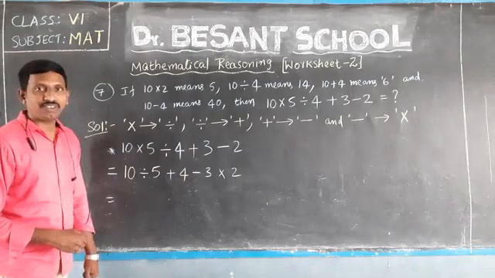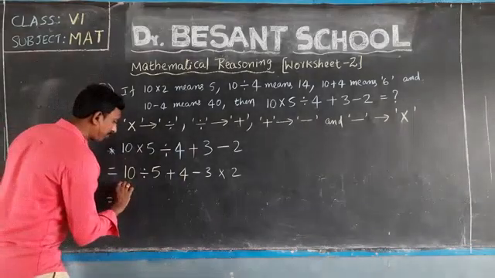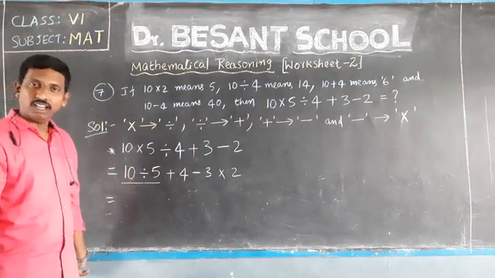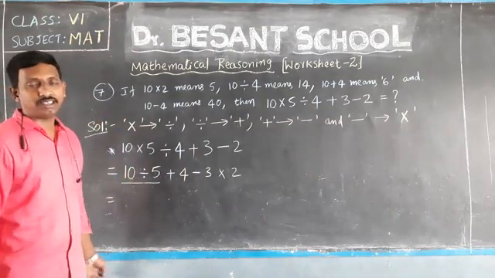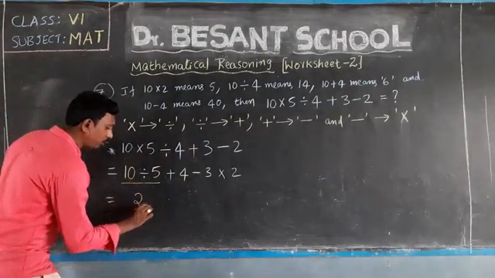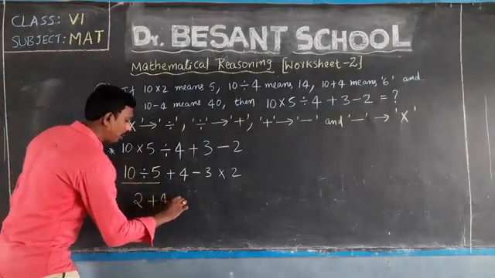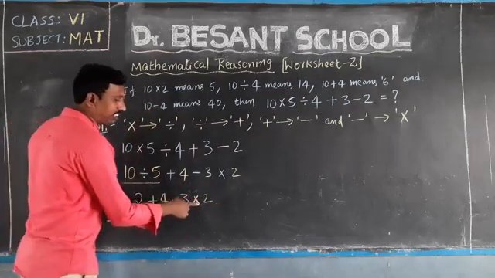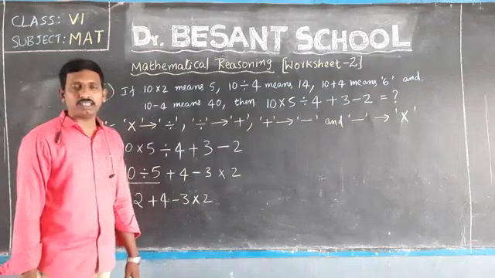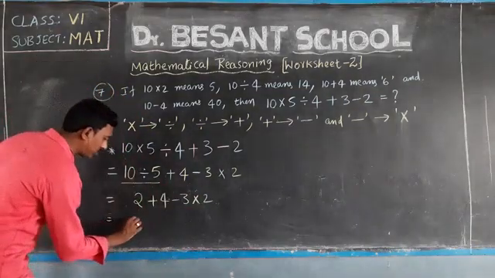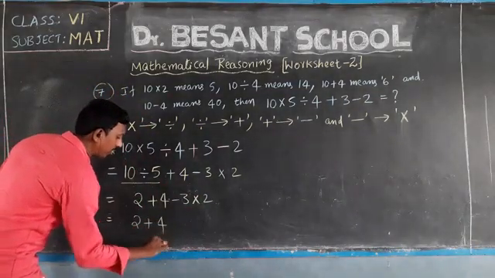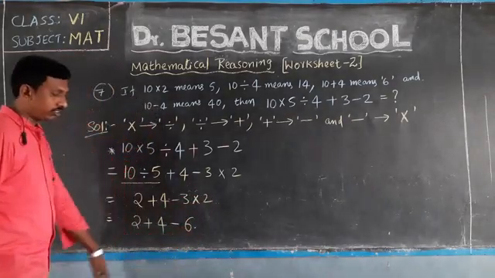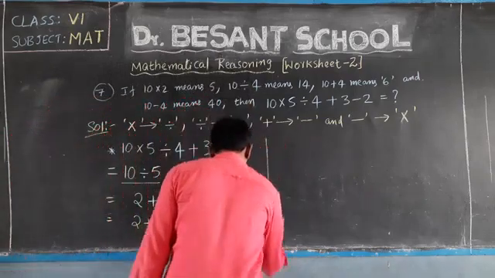So which is to be performed first? Division. 10 divided by 5. How much, sir? 10 divided by 5? 5 ones are 5 and 5 twos are 10. So 10 divided by 5 is 2, plus 4 minus 3 into 2. That is equal to addition, subtraction, multiplication. According to the DMAS rule, multiplication is to be done first. So leave the remaining 2 plus 4 minus as it is, keep aside. 3 into 2 is 6.